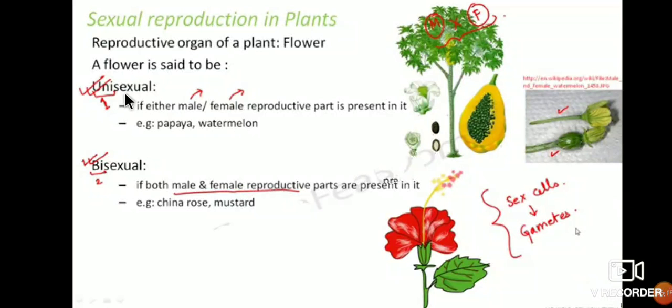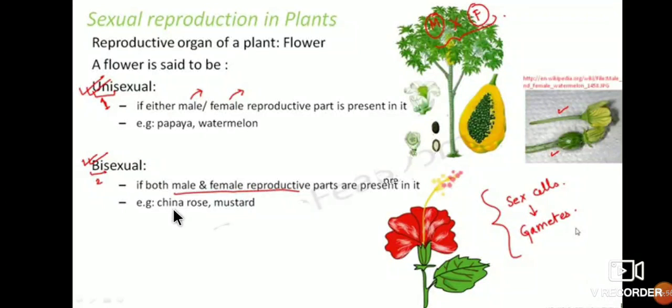Uni means single. Either a male or female reproductive part is present in it. That is called unisexual. That means in the unisexual, either the male part will be present or the female part will be present. Example: papaya, watermelon. These are unisexual flowers. Bisexual means both male and female reproductive parts are present in it. That means bisexual contains both male and female reproductive parts. Example: China rose or mustard.